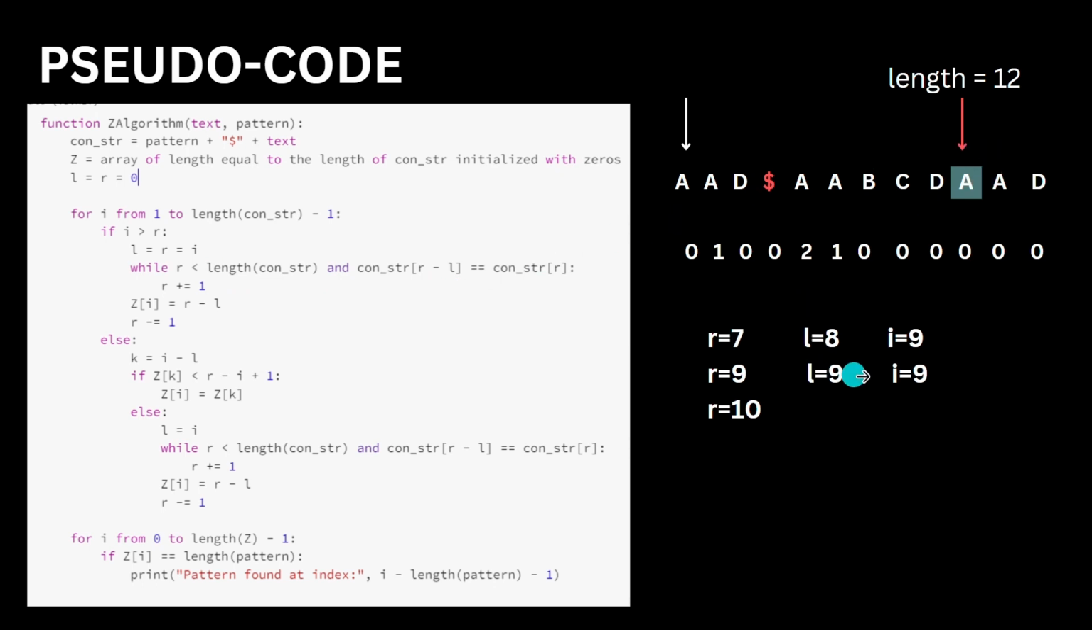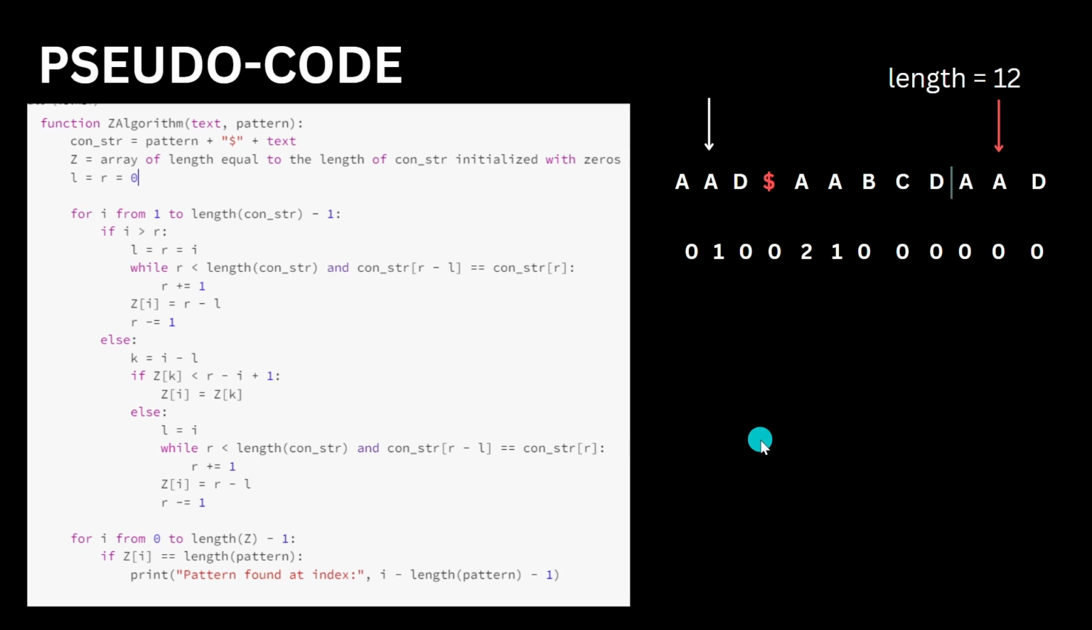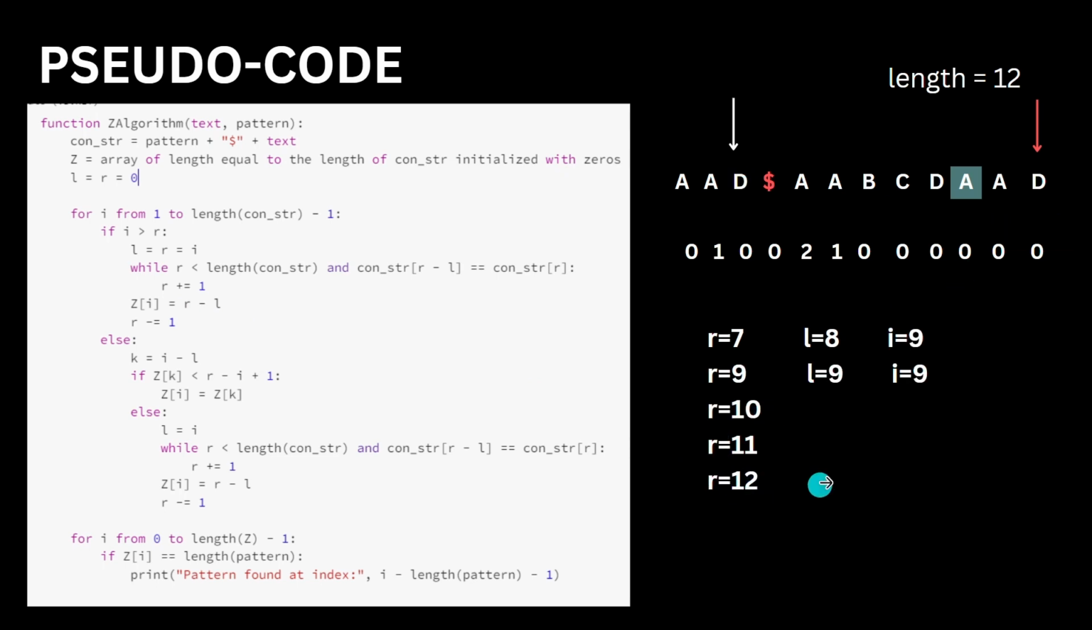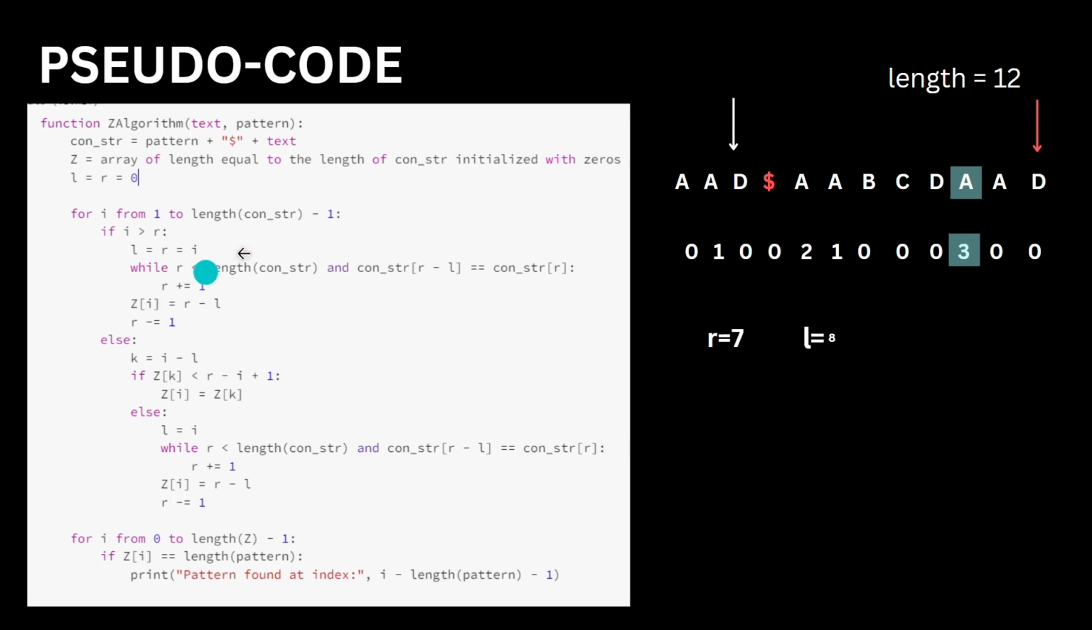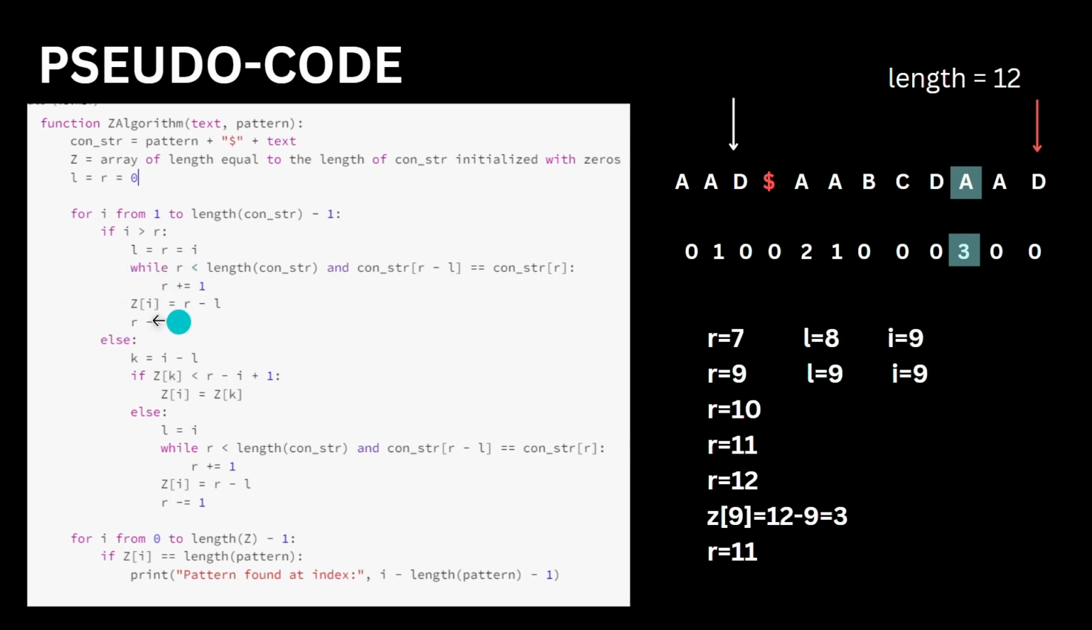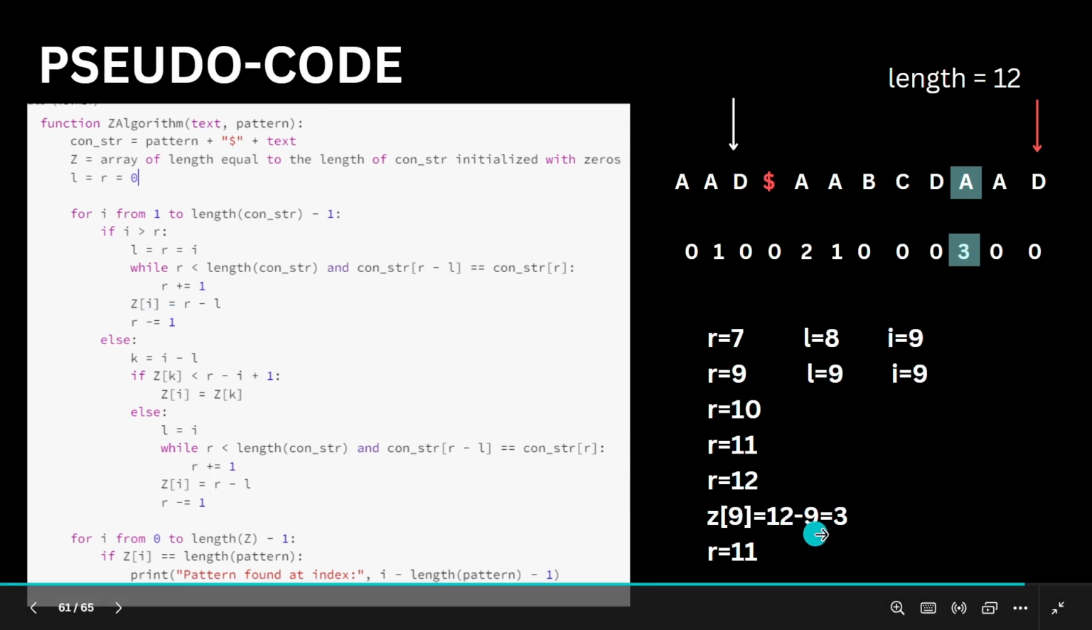Now again it will iterate through the while loop. Now the indices are increased by 1. Again they both are equal, so the value of R is increased by 1. Now the value of R is 11. Again it is increased by 1 and they both are equal, so the value of R has been increased to 12. Now we'll come out of the loop. Z of I is equal to R minus L, which is 12 minus 9, so the Z value is 3 and the value of R is decremented.